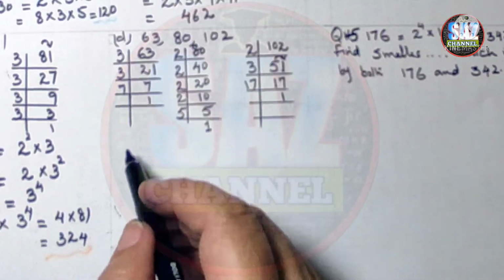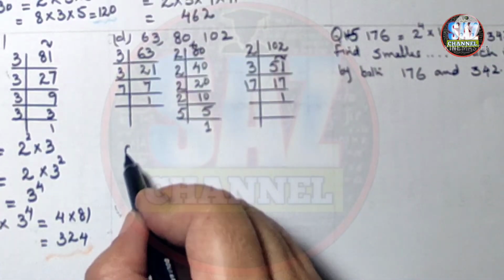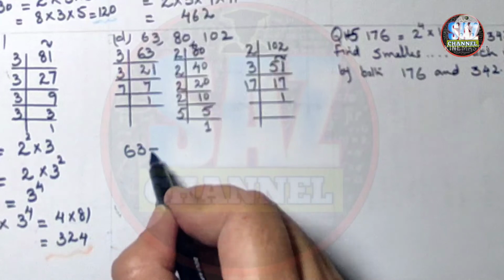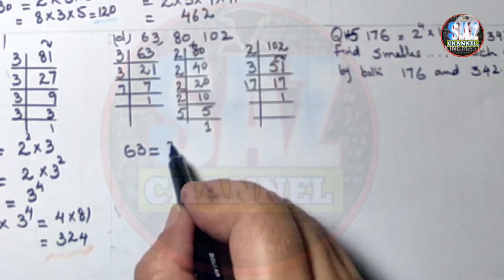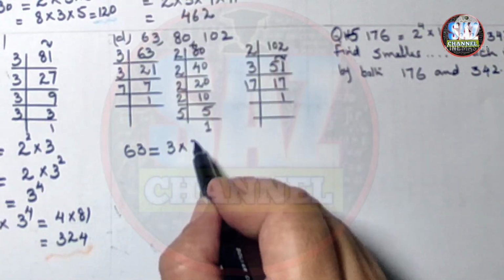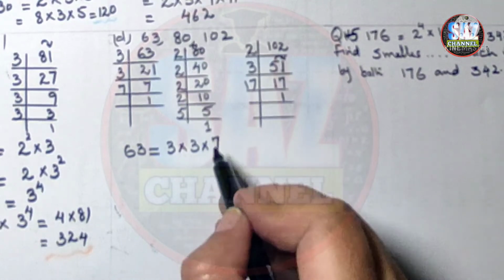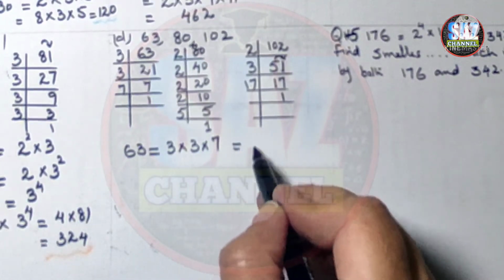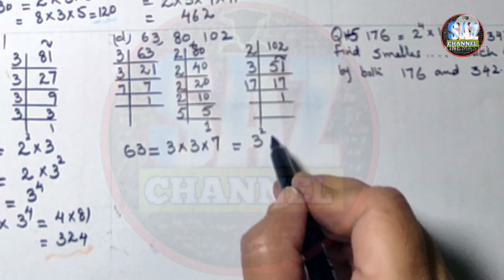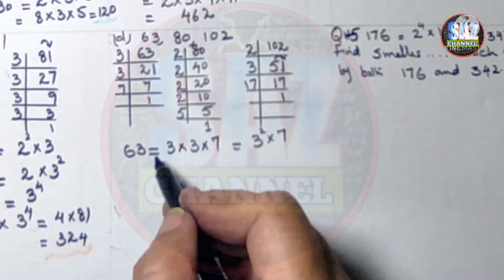So first what we have to do is write all of the numbers as the product of their prime factors, and the index notation as well. Look, students, 3 is coming how many times? 3 square multiplied by 7. 80.